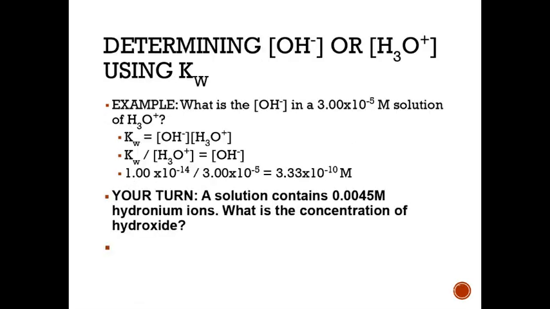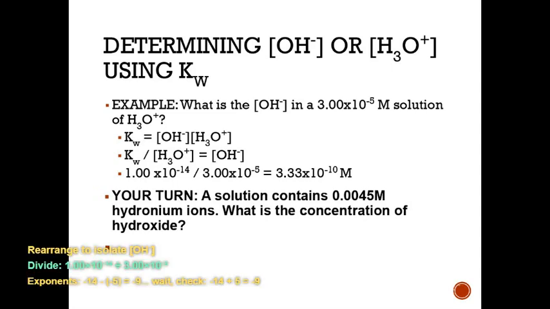Now let's practice using Kw to calculate the missing ion concentration. In the worked example, we're given the hydronium concentration and need to find hydroxide. Watch the algebra. We rearrange the Kw equation by dividing both sides by H3O+ to isolate OH-. Then substitute the values and divide carefully. Remember your scientific notation rules. Notice the exponents. -14 minus -5 gives us -10.